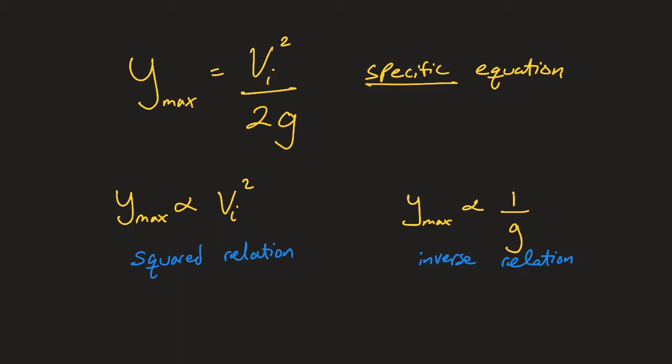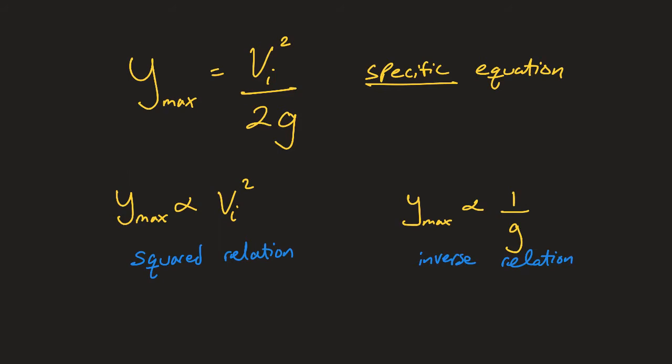All right, so I've done it here for you, and we have our specific equation, and we can see that y max is proportional to the square of our initial velocity. That's called the squared relation, and it behaves mathematically in certain ways. We'll take a look at that in a second. And then likewise, over here we can see that y max is inversely related to the gravitational field strength.